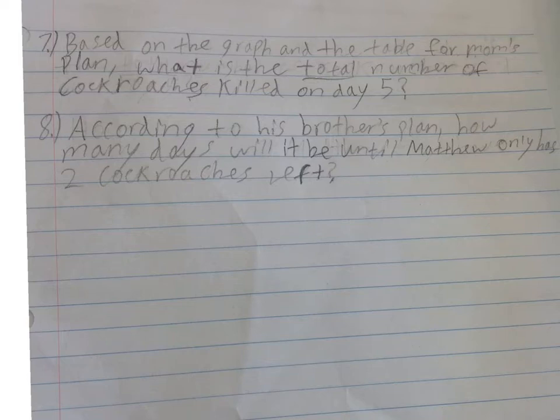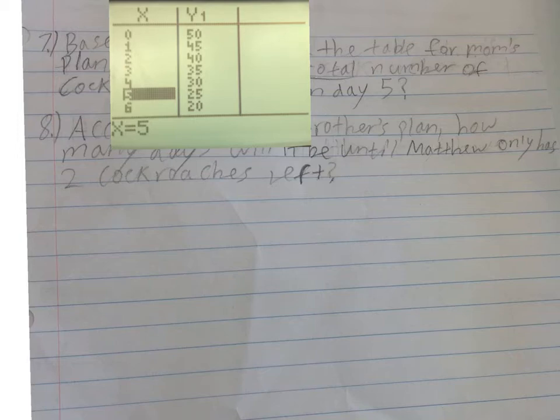For question number 7, it asks us, based on the graph and the table for Matthew's mom's plan, what is the total number of cockroaches killed on day 5? So I used the calculator and I plugged in the equation on y equals, and then I went to the table and it lists out the values for the first 5 days. So all I have to do now is add them up. Once you've added up all the values, you get 225. So, therefore, the answer for question number 7 is that her plan kills 225 cockroaches.